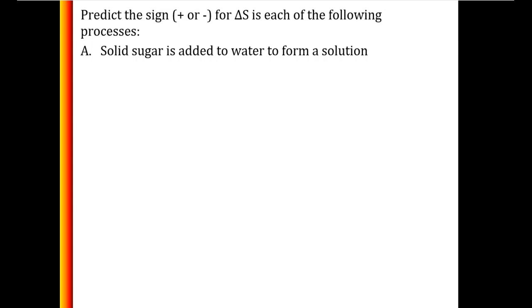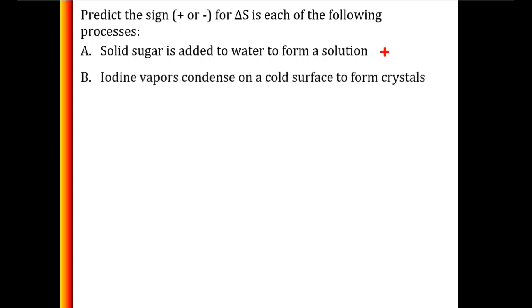So of course we've raised the degrees of freedom. Therefore the sign of delta S would be positive. Okay, the next one. Here we have iodine vapors condense on a cold surface to form crystals. So we're going from a gaseous state to a solid crystalline form. We're going from gas, the highest entropy and the most degrees of freedom, down to a crystalline solid, which has some of the least degrees of freedom. So of course, we've gone down in entropy.